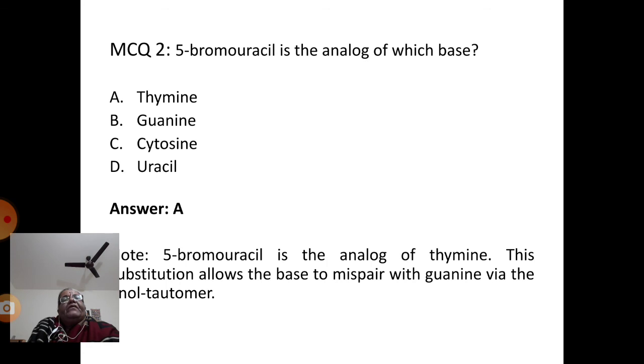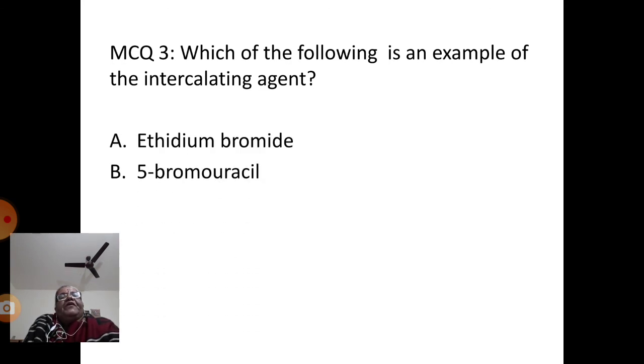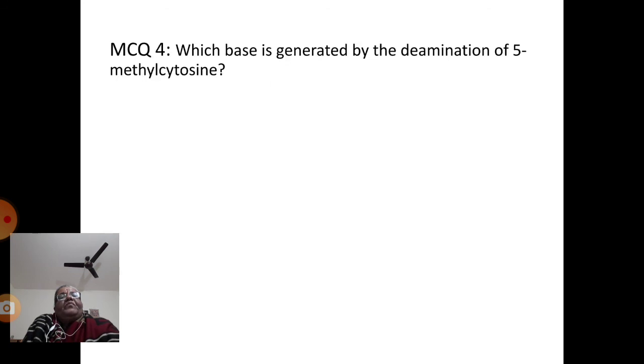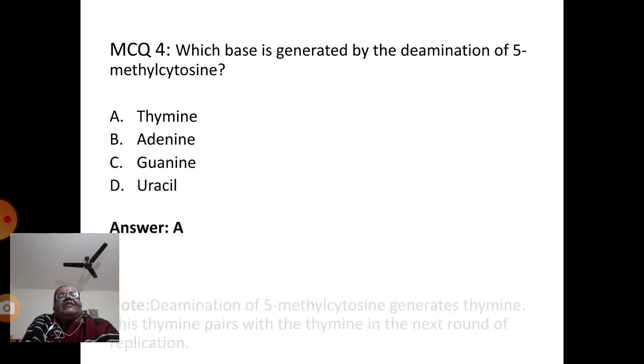Okay. Then question number 3. Which of the following is an example of an intercalating agent? A EtBr, B 5-BU, C purine, D clastogen. Answer is A, that is EtBr, ethidium bromide. Question number 4. Which base is generated by deamination of 5-methylcytosine? A thymine, B adenine, C guanine, D uracil. Answer is A, that is thymine.